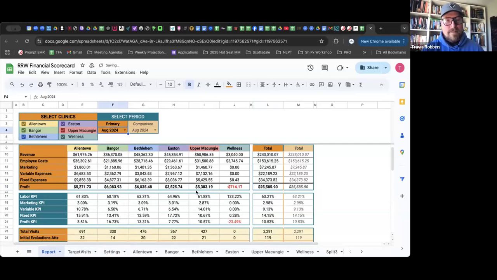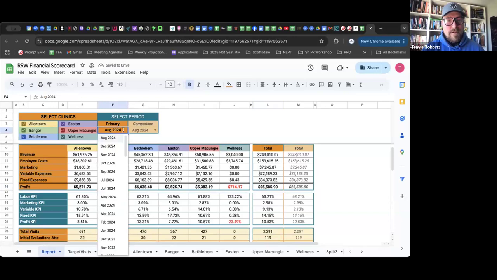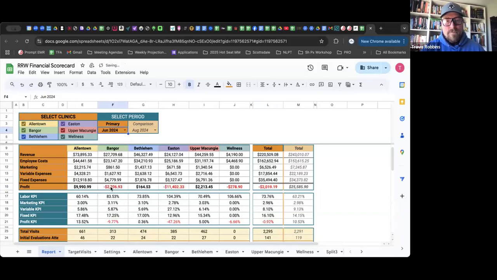So let me look at August. Actually, August we were pretty good too. Let me find June. Okay, so here we found a red month. So what's going on here? I can tell you this Easton office had just opened up and we had free rent for a couple months and then that kind of went away. So that's probably what's happening there because they were not productive enough. So we lost $11,000 in this clinic this month. And you can see the rest of our clinics were kind of low as well. In total, we lost $2,000. We showed up to work, worked our asses off and lost $2,000 that month.